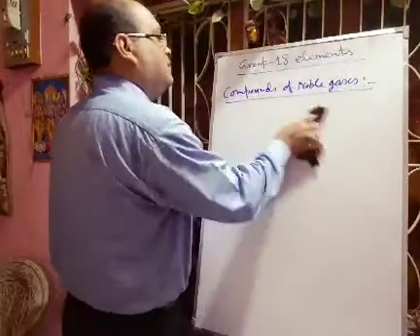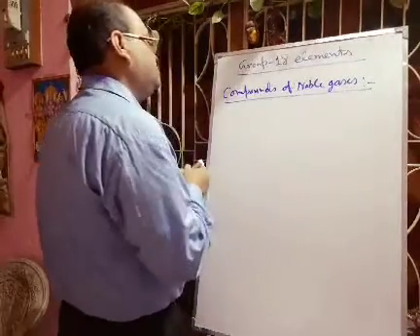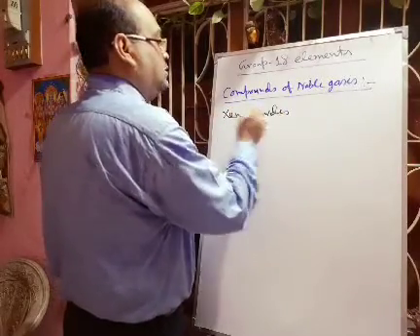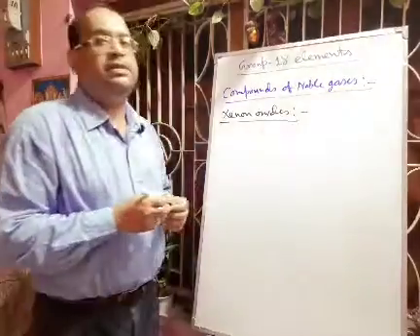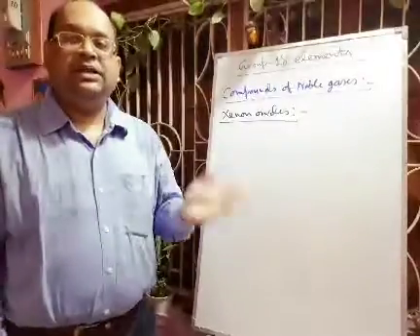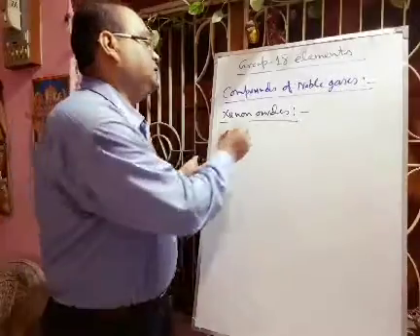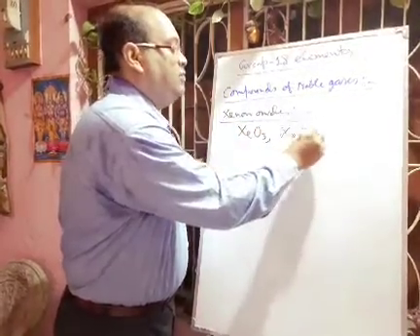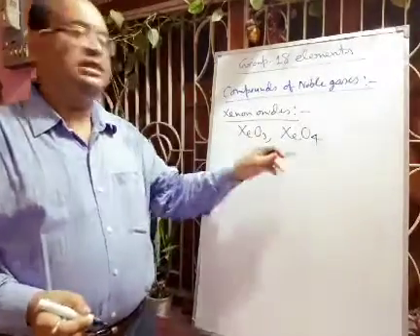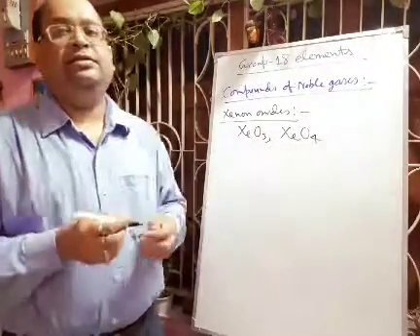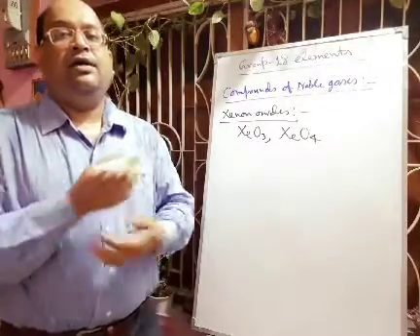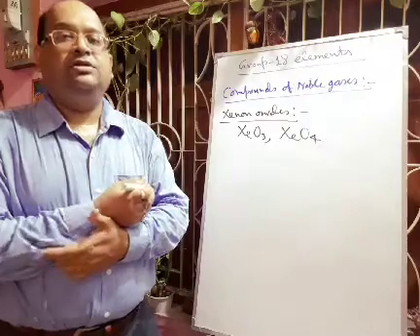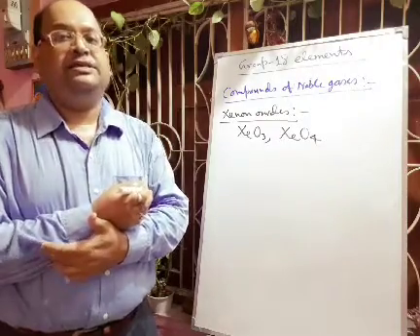Actually in your syllabus now only structures are there for xenon oxides, but you have to know the preparation also. Xenon forms generally two types of oxides. One is XeO3 and another is XeO4. One is trioxide, another is tetroxide, and the preparation method is generally done by hydrolysis of XeF4 and XeF6.